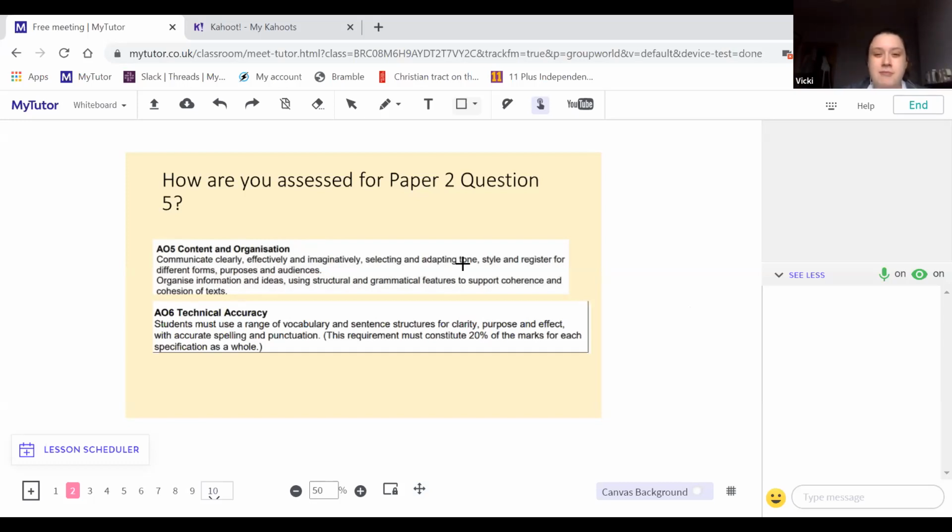So your purpose, audience and format, it mentions here, so adapting tone, style, register for your purpose essentially. So things like your register, you will be writing informally, but for example not starting a letter with hi, how are you, how has your family been, if you're writing it to someone you've never written to before.